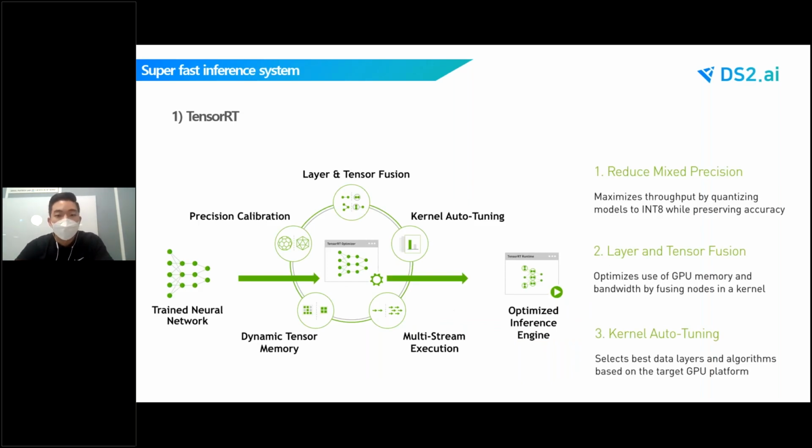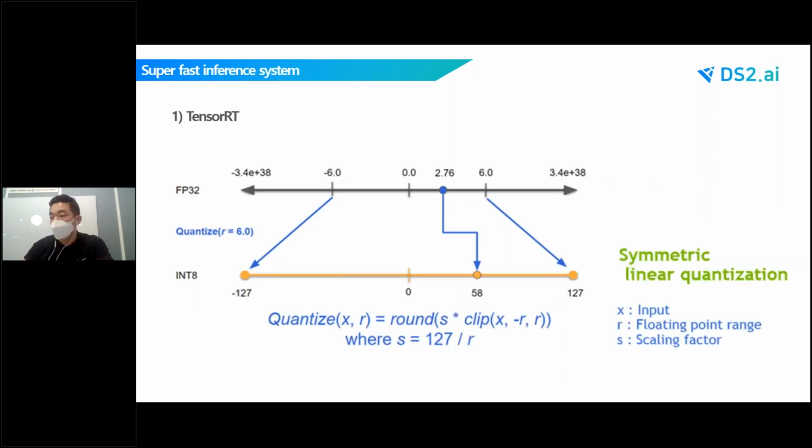TensorRT automatically applies network compression, network optimization, and GPU optimization technologies to target deep learning models to ensure optimal inference performance on the NVIDIA platform. In this regard, let's look at the representative techniques used by TensorRT to accelerate inference. So the first is quantization and precision calibration.